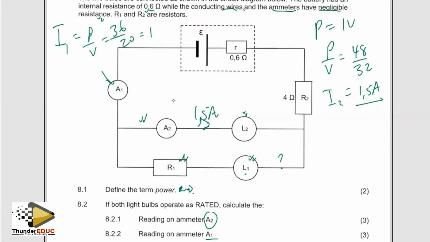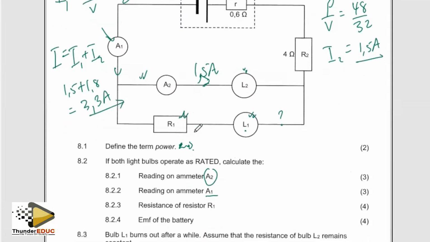Okay, 36 over 20, that's going to give me 1.8 amps. Then the total current will be I1 plus I2, because the total current is split up into I1 and I2. That's going to be 1.5 plus 1.8, which gives me 3.3 amps. So that is what I would have done for 8.2.2.